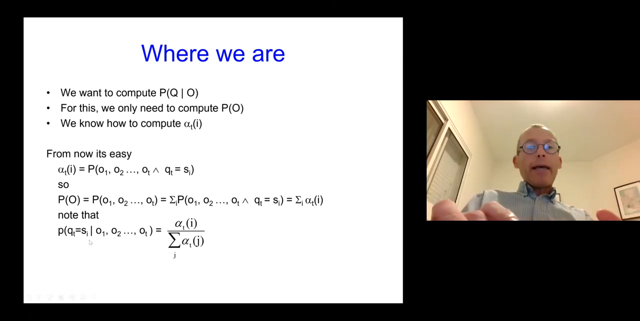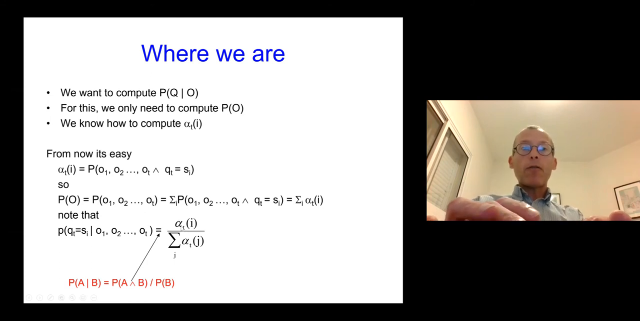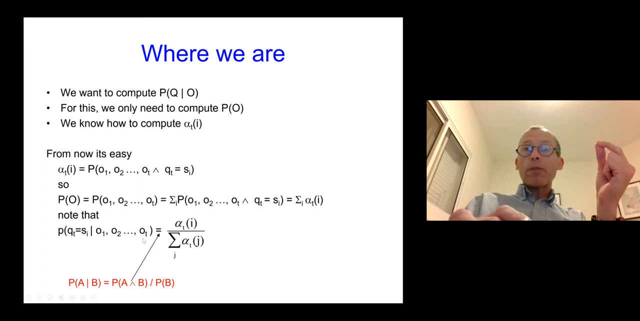And that is basically the conditional that we started with. If we do this as P of A given B is P of A and B divided by P of B, this is the chain rule. The chain rule is P of A and B equals P of A given B times P of B, so we can divide it. Then if QT is A and O is B, we said already that this is the joint. This is the probability of being at state I and observing O1 to OT, that's alpha T of I, and the probability of O is just the sum over J of alpha T of J.